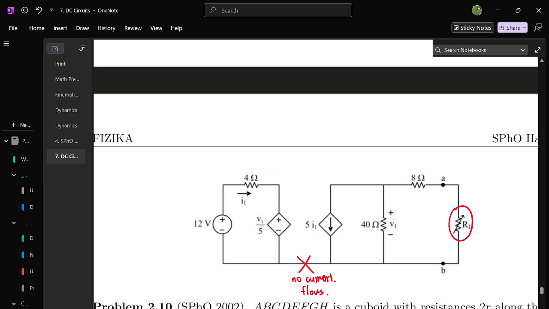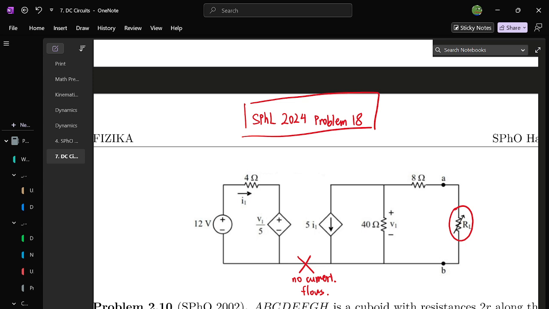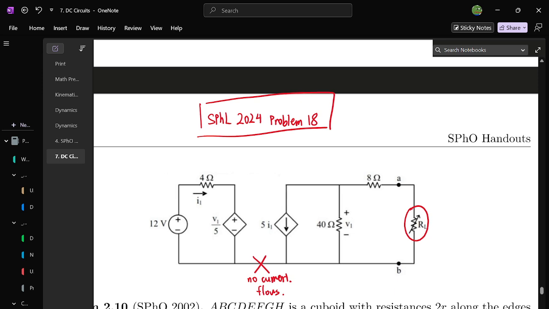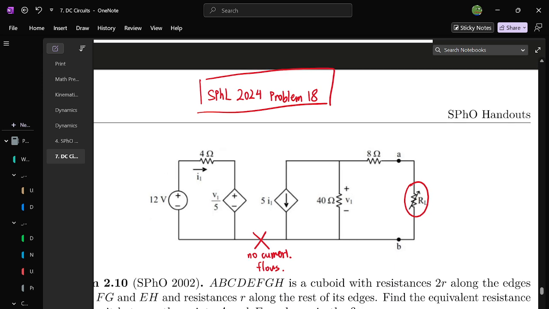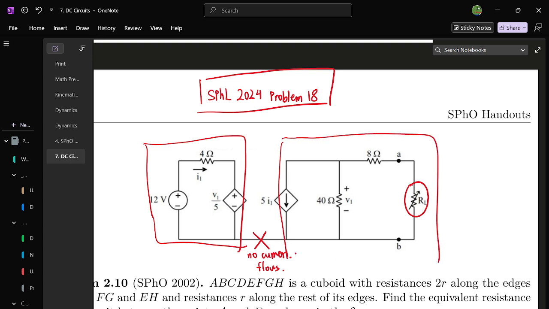So why I say this is interesting is because this trick appeared before in SPhL. You can check this out. It's also a circuit problem. It uses the exact same trick to simplify the circuit. Okay, so with that out of the way, no current flows through here. What this means is that you can, in fact, treat the two circuits separately, and you'll be fine doing that.